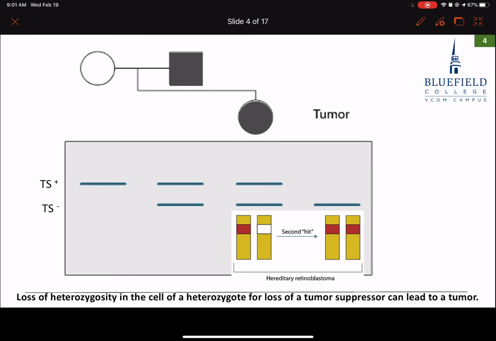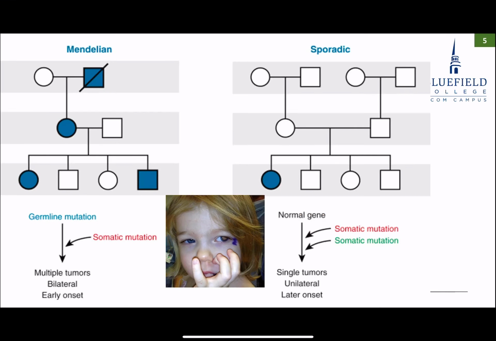Previous slides were not clear enough. I hope that this slide clarifies this two-hit model. So this is retinoblastoma, which is a cancer that affects the retina in the eye, and it's the most common form of ocular cancer among children.